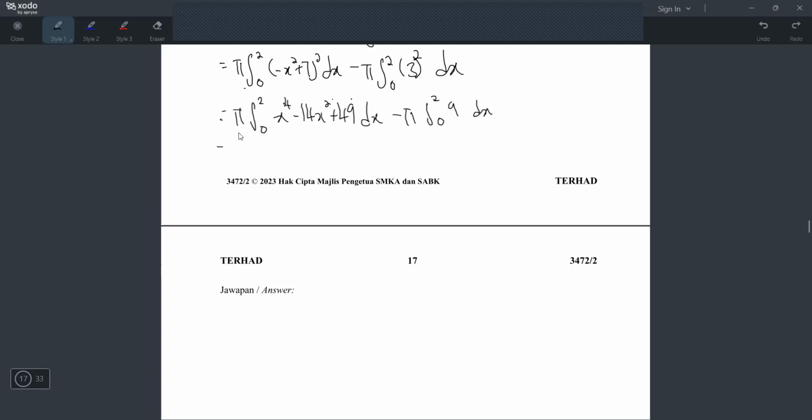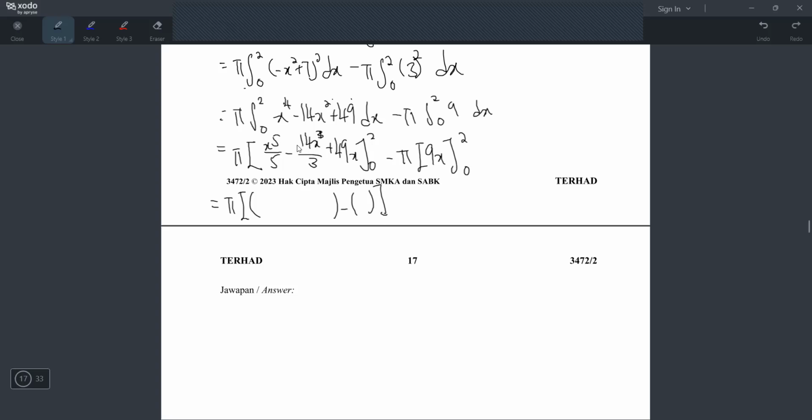And now, since I'm already integrating, I will stop writing this symbol and write a big bracket. X power 4 becomes x power 5 over 5. This one is 14x power 3 over 3. Integrate 49 is 49x. And then 2, 0. Right? Minus pi. Integrate a number: integrate 9 is just put x, so 9x and then 2, 0. Right? Okay, after you reach here, you open 2 brackets. Why 2 brackets is because one is for you to substitute 2, another bracket for you to substitute 0.